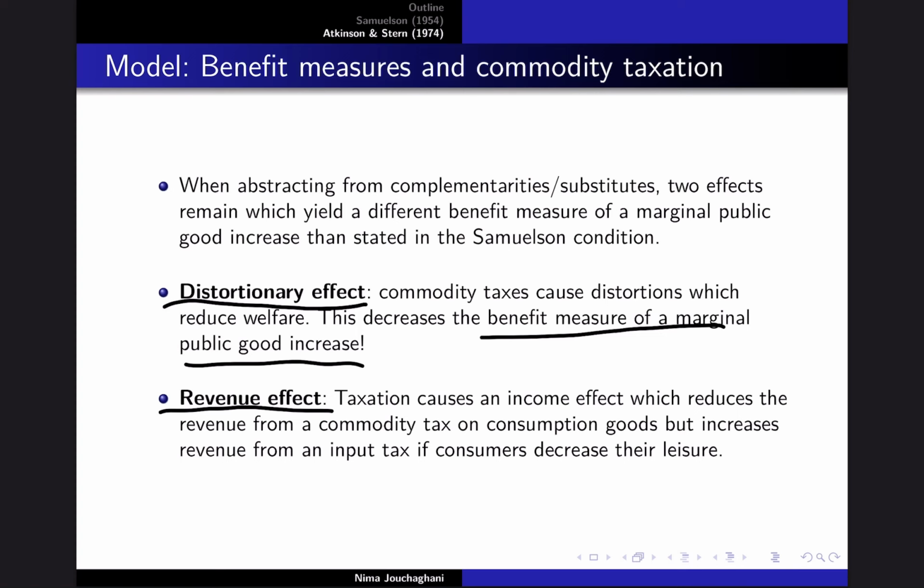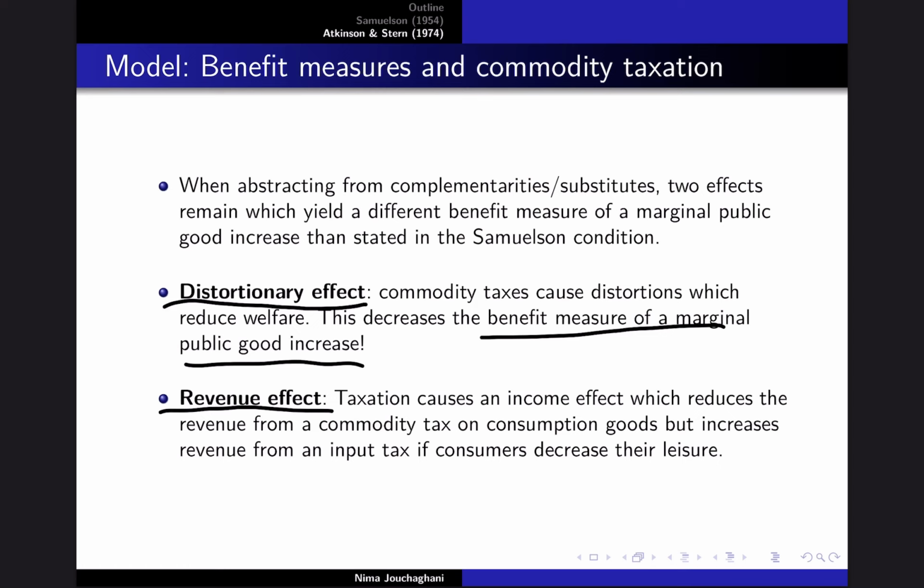Yeah, so if we have to finance the public good by using commodity taxes which cause distortion, this changes the benefit measure of a marginal public good increase by decreasing it basically. And we have to consider this effect when we are thinking about how much of the public good we're actually producing. The second effect is the revenue effect.